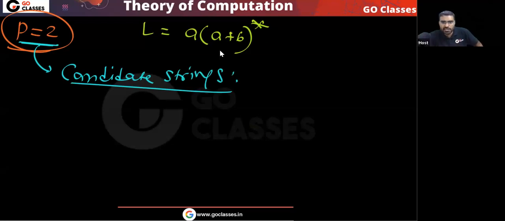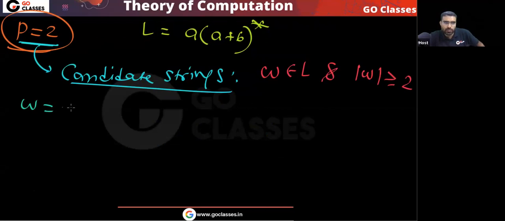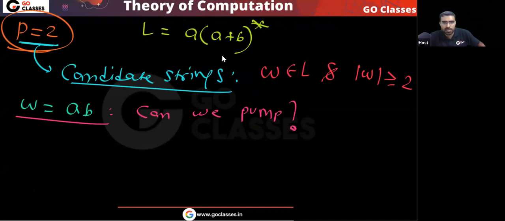So I can say candidate strings are any string W which belongs to L and whose length is greater than or equal to 2. These are the candidate strings. Okay, so tell me, can you pump? For example, this W equal to AB. Can we pump this? Let's check.